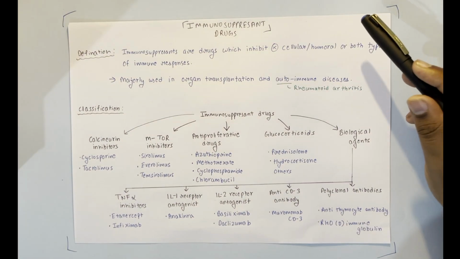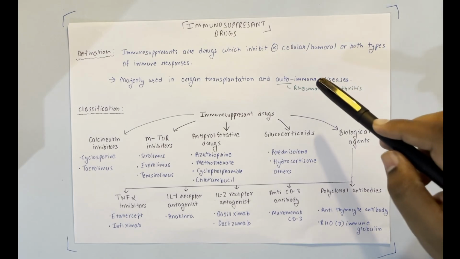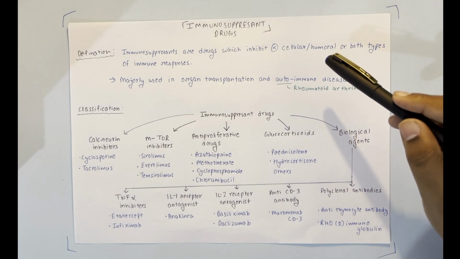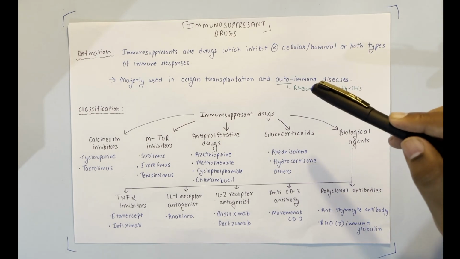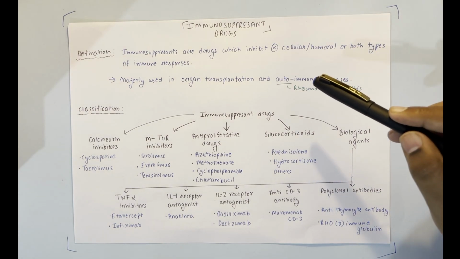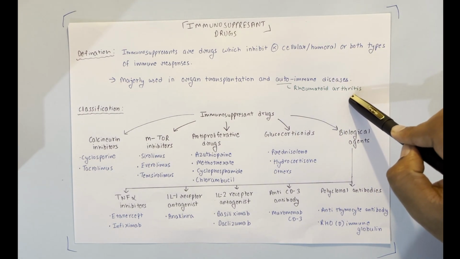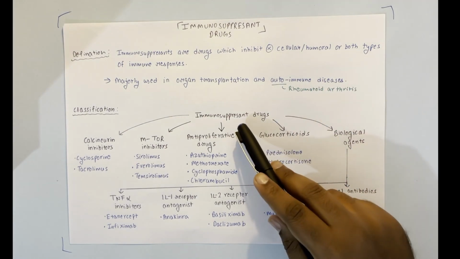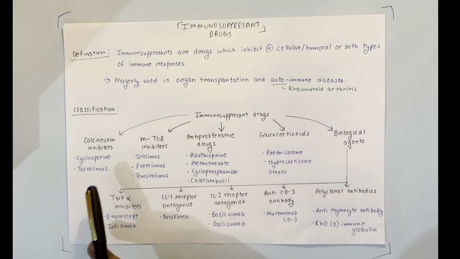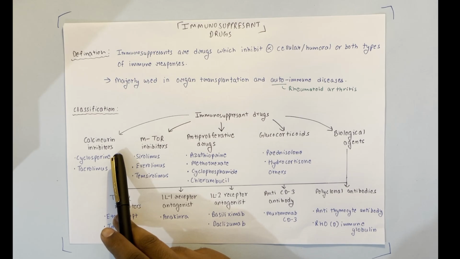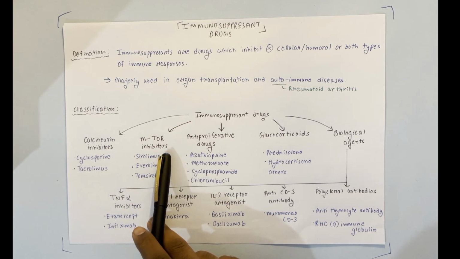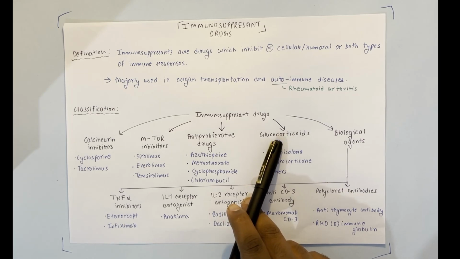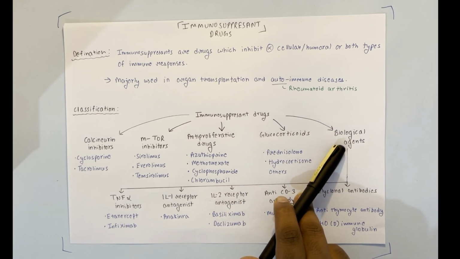Our today's topic is immunosuppressant drugs. By definition, immunosuppressants are drugs which inhibit cellular, humoral, or both types of immune responses, majorly used in organ transplantation and autoimmune diseases.